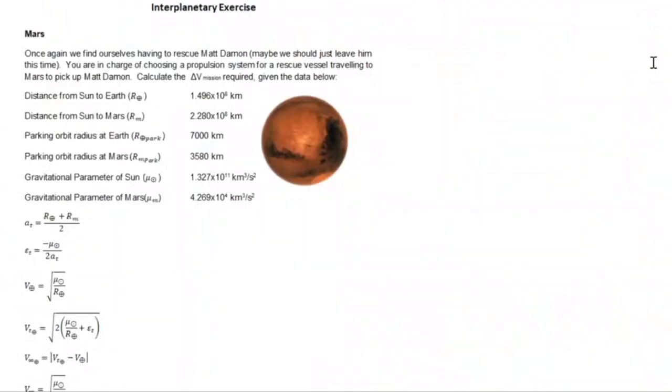Okay. As we talked about in the lesson, interplanetary travel can be broken up into three parts. The first part is a trip about the sun. The second part is the departure from Earth into that interplanetary travel, and then the third part being the arrival at Mars. So let's draw some pictures.